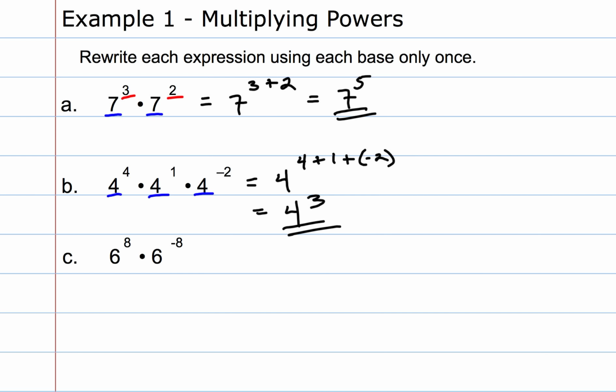In the last example, we have 6 to the 8th times 6 to the negative 8th. Notice I underlined the bases in blue and the exponents in red. Since we have the same base, our solution is going to have a base of 6. And using the property, when multiplying two like bases, we add the exponents.